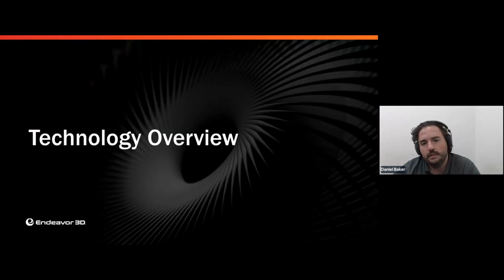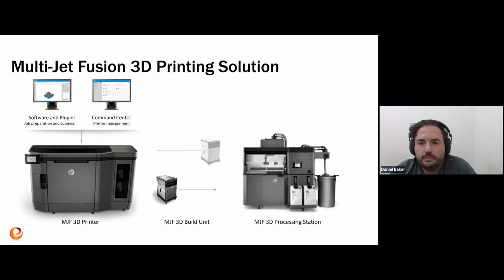So, technology overview. We'll jump right into HP's multi-jet fusion process. HP has developed an end-to-end solution for our additive manufacturing needs. It's really a fully integrated platform controlling your print data, your material management, and your production all in one simple combined ecosystem. HP also really leads the industry, in my opinion, in software development, whether that's partnering with third parties, such as Autodesk Netfabb or Materialise Magics, or with their own proprietary software in the Command Center.